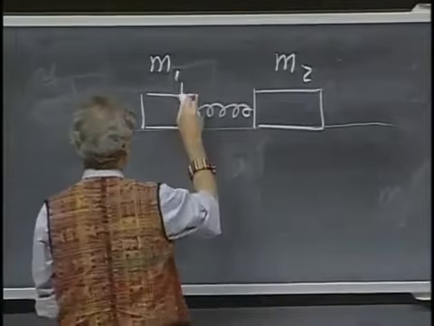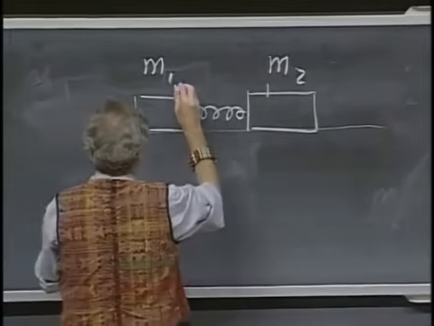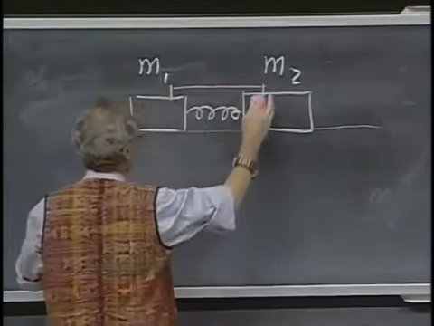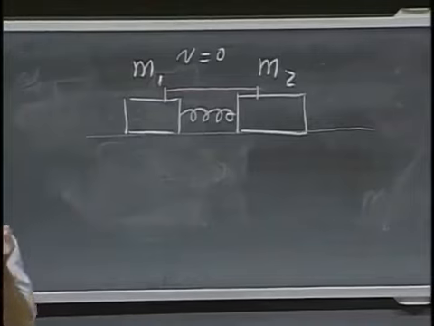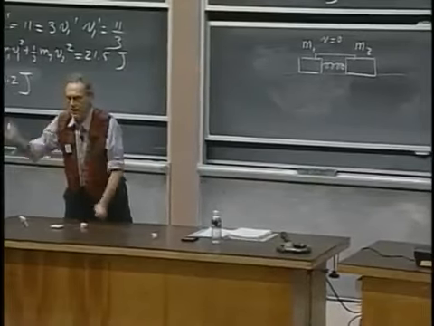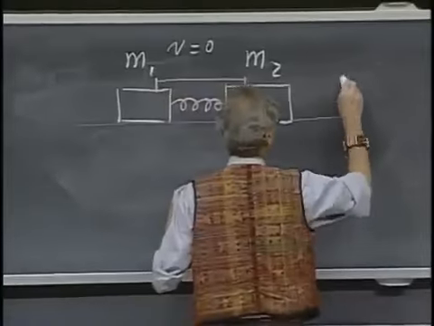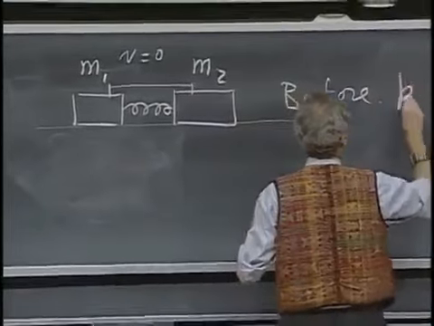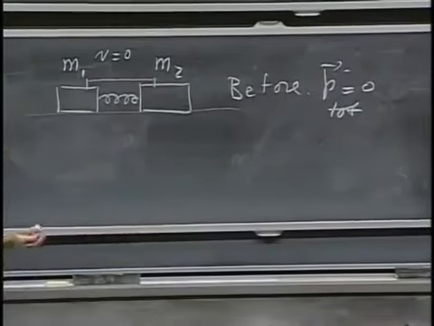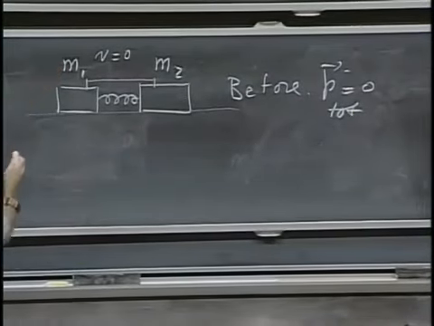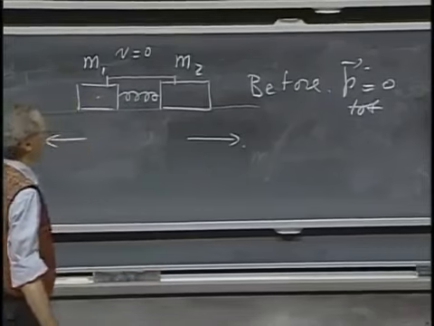And I hold them together with a string so that I can pull the spring in. So this spring is compressed, and the whole system is at rest, V equals 0. So there is potential energy in that spring. I take a burner, and I burn away this thread. This is the situation before. Momentum before is 0. Total momentum afterwards will also be 0. It's identical to what I did there. And so this object will fly in this direction, and this object will fly in that direction.